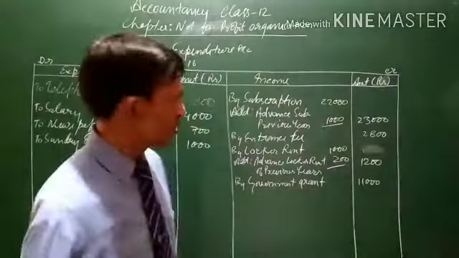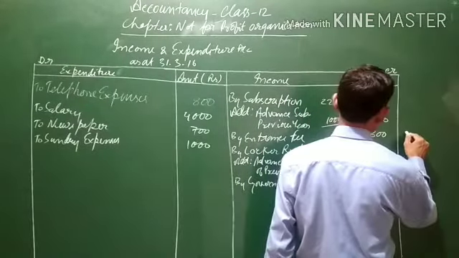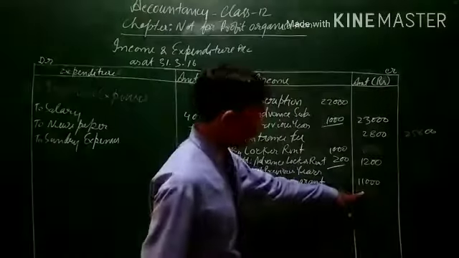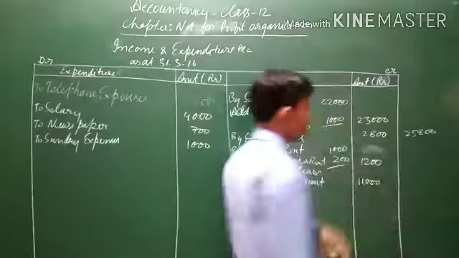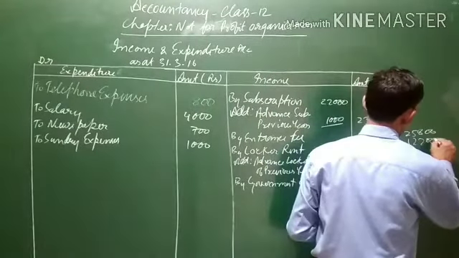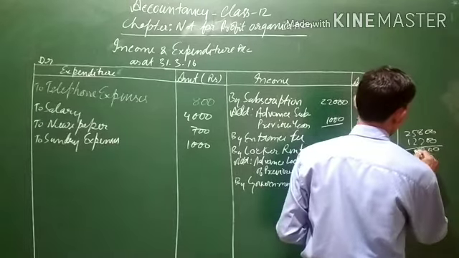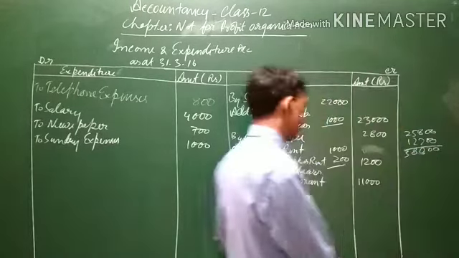Now let us add this amount: 23,000 plus 2,800 is 25,800, and this 11,000 plus 1,200 means 12,200. It will come to 38,000. Yes, it comes to 38,000.